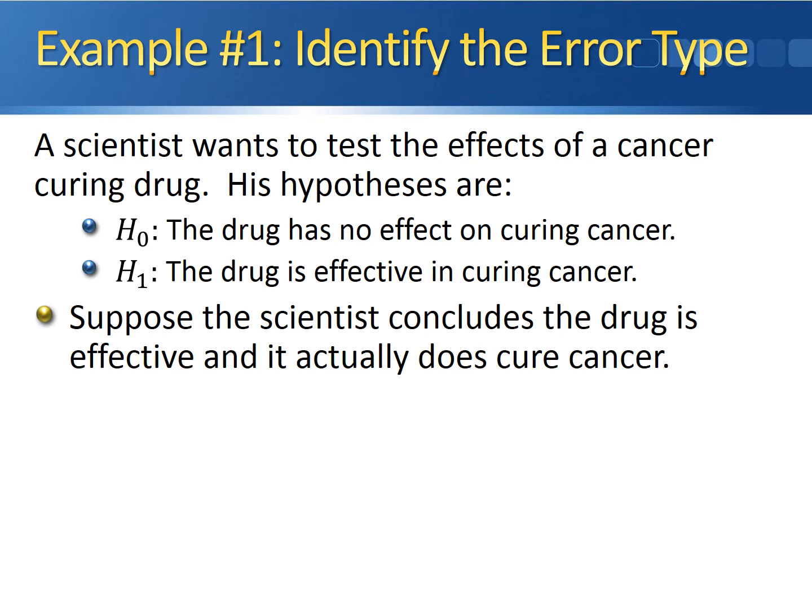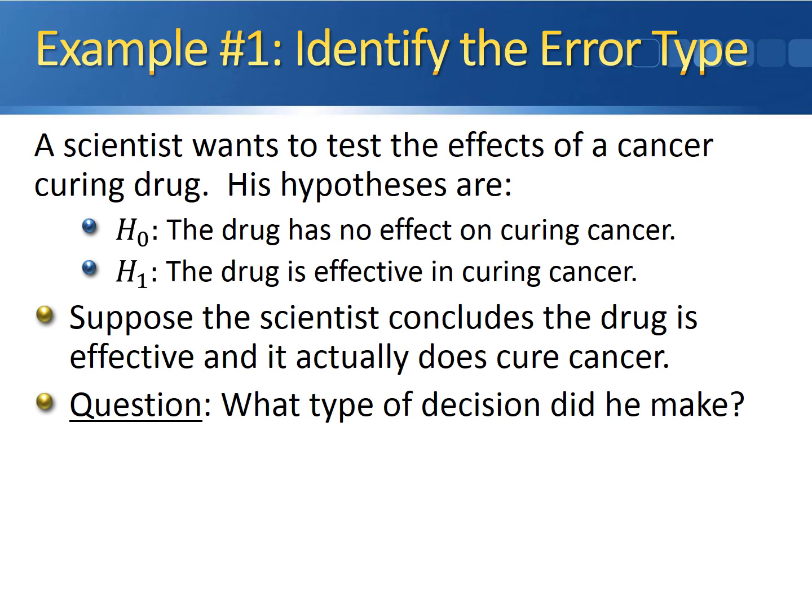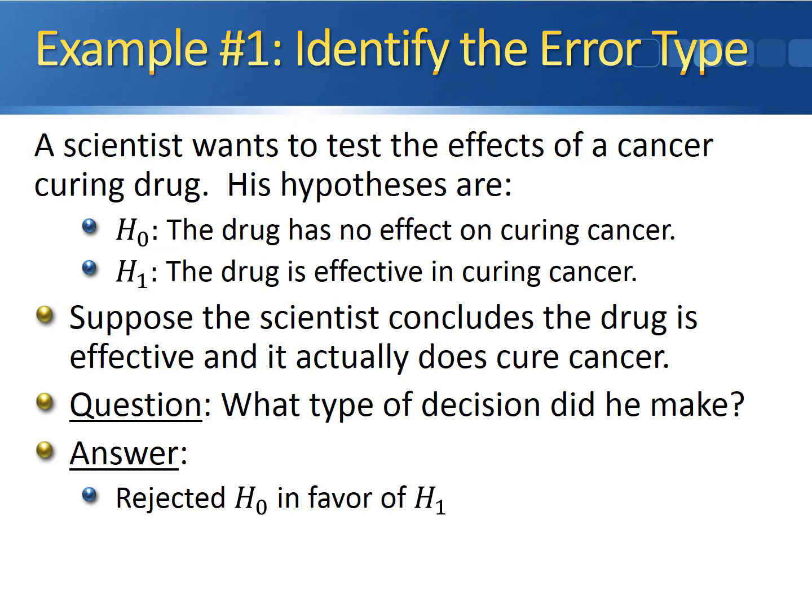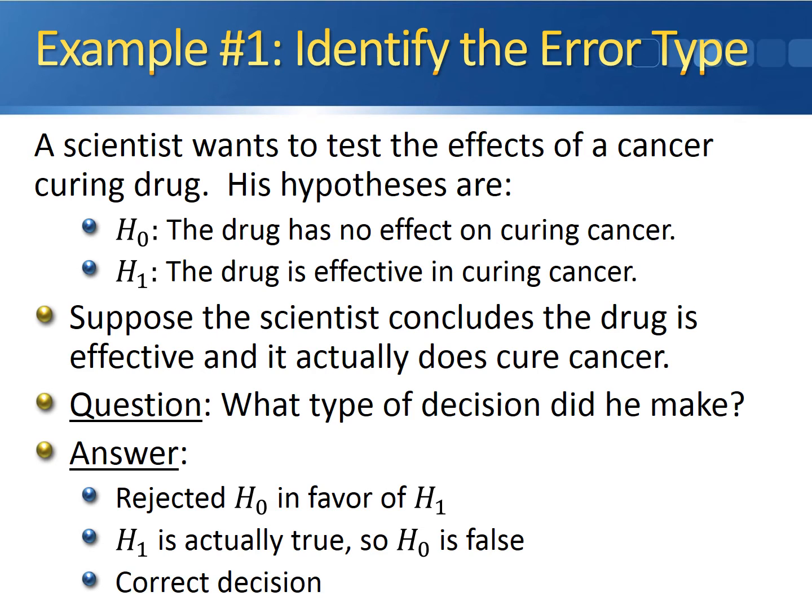Let's suppose that the scientist concludes that the drug is effective and that the drug actually does cure cancer. What type of decision did he make here? Well, the scientist rejected the null hypothesis in favor of the alternative hypothesis. The alternative hypothesis is actually true, the drug actually does cure cancer, so the null hypothesis is false. In this case, he rejected the null hypothesis that is false, which means that he made the correct decision.